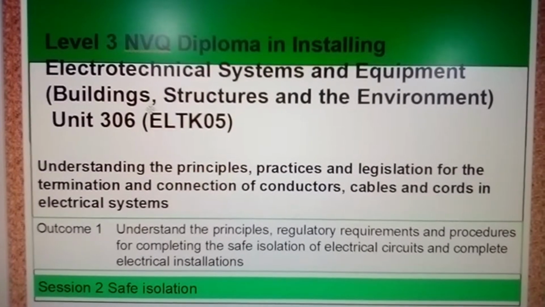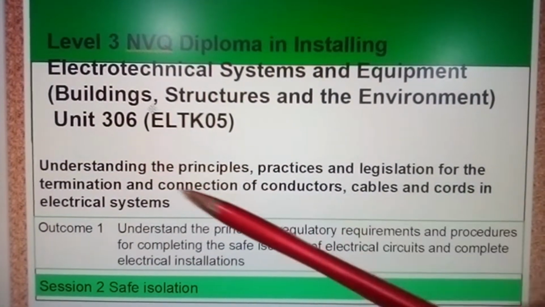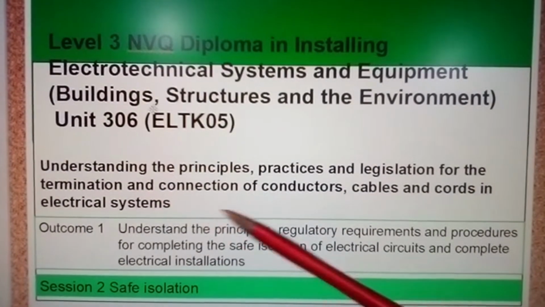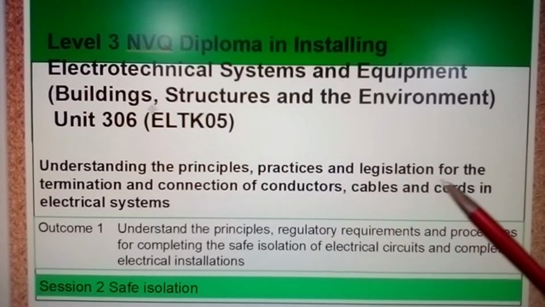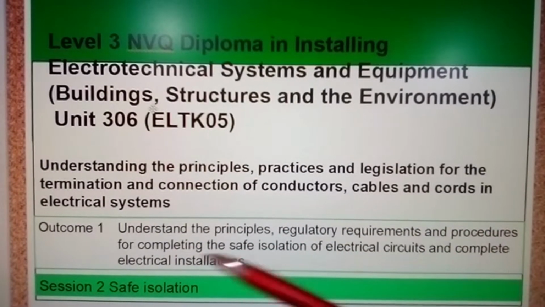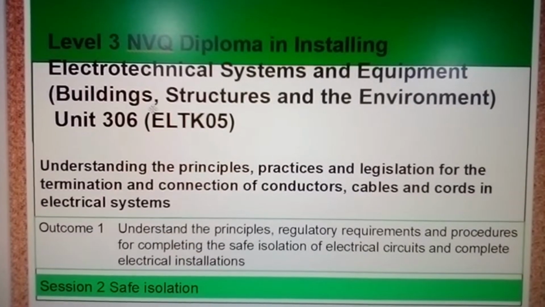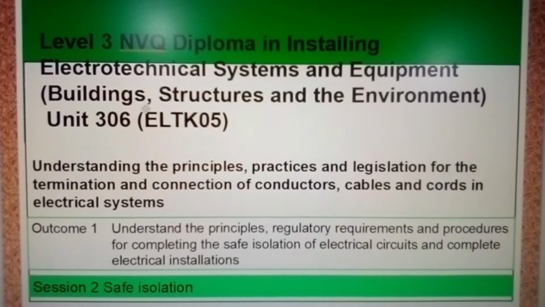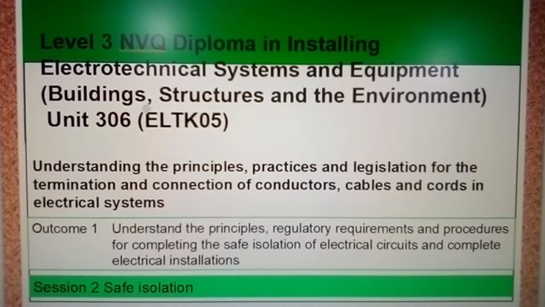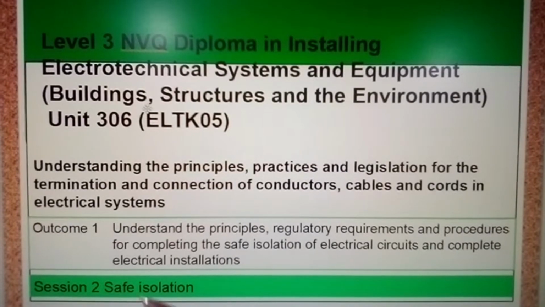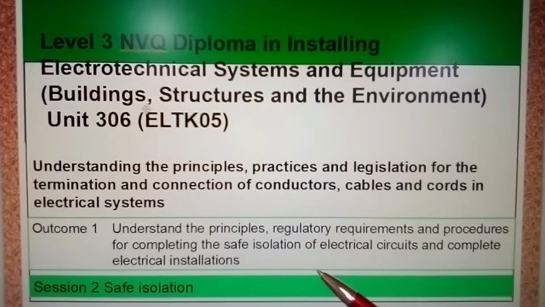What I want to do is to continue with Unit 306, understanding the principles, practices, and legislation for the termination and connection of conductors, cables, and cords in electrical systems. Now, this also remains part of Outcome 1, and this is Session 2, Safe Isolation. Understand the principles, regulatory requirements, and procedures for completing the safe isolation of electrical circuits and complete electrical installations.